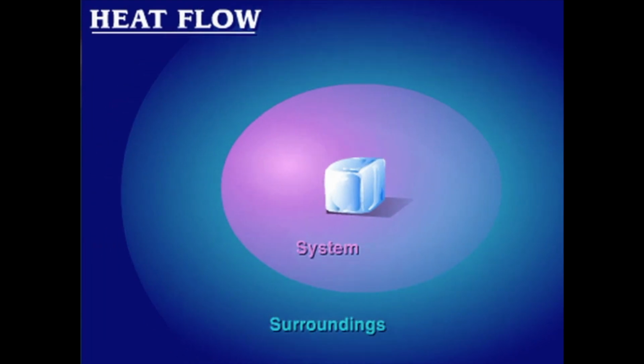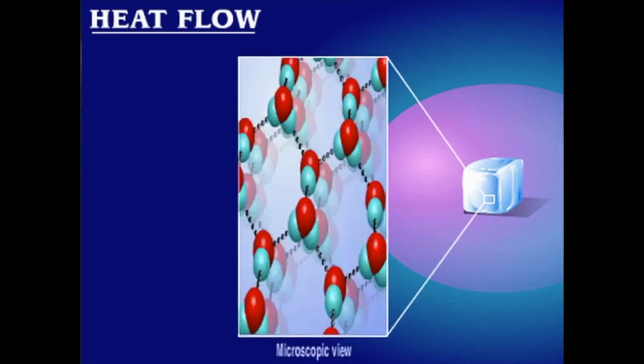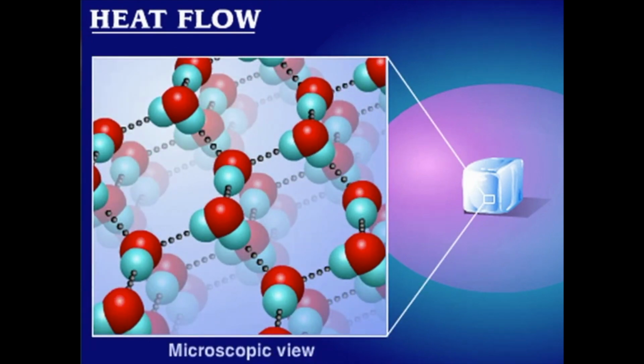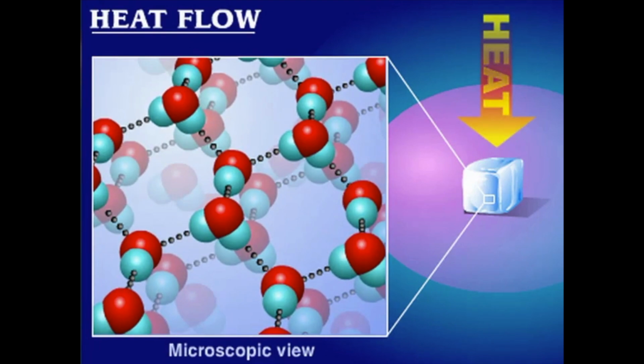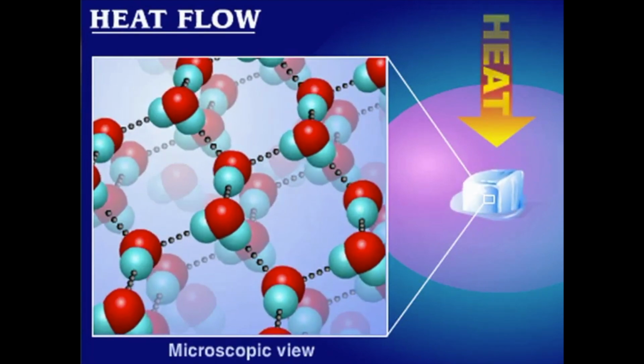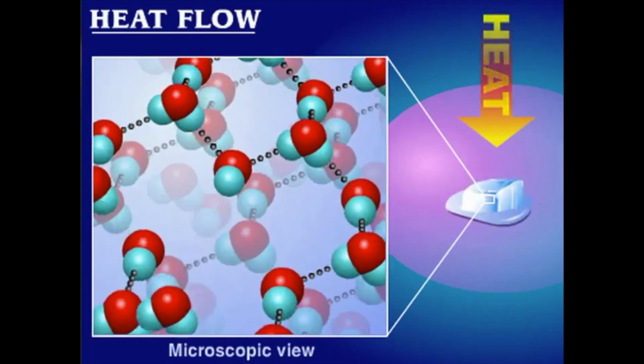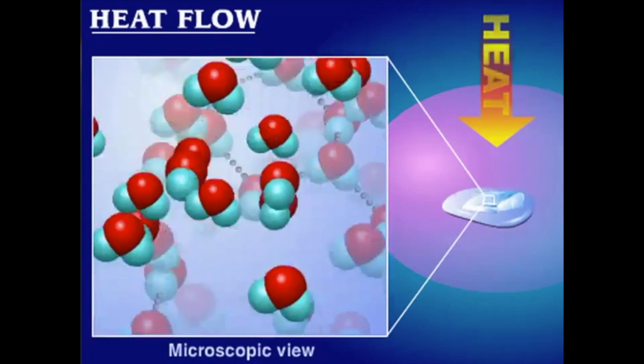In this animation, both macroscopic and microscopic views of ice are shown. Let's show a transfer of heat from the surroundings to the system. At 0 degrees Celsius and a pressure of 1 atmosphere, ice melts to form liquid water. To melt a solid, attractive forces around the particles must be overcome. As heat is absorbed by the solid, particles begin to move about more vigorously, and some particles break free from the attractions of neighboring particles.